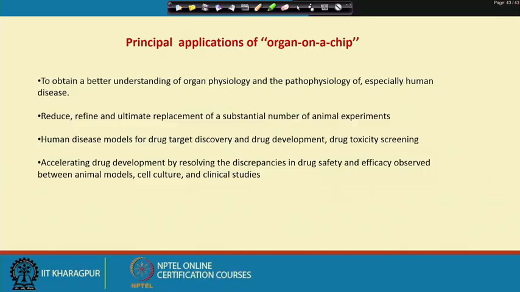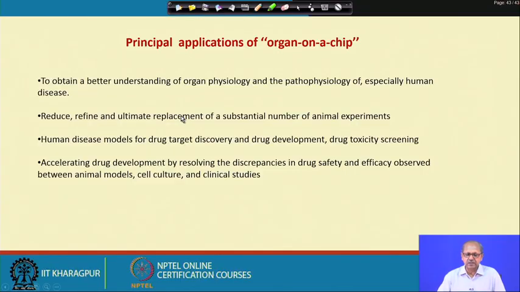Generally, in the development of any drug, we use animals as a model system, but nowadays ethics are coming in a very strong way. We cannot use animals for our purposes, drug targeting or clinical trials. So, for that, human organ on chips are very much essential, and the human disease model I have already mentioned.